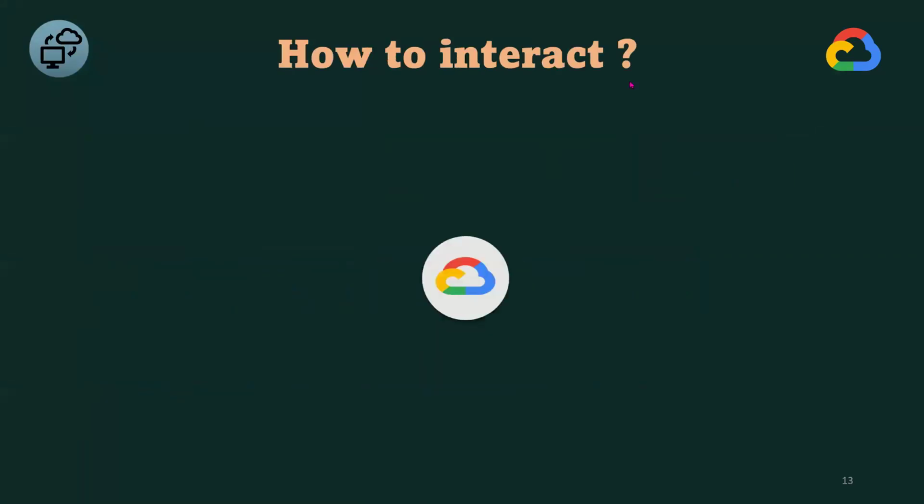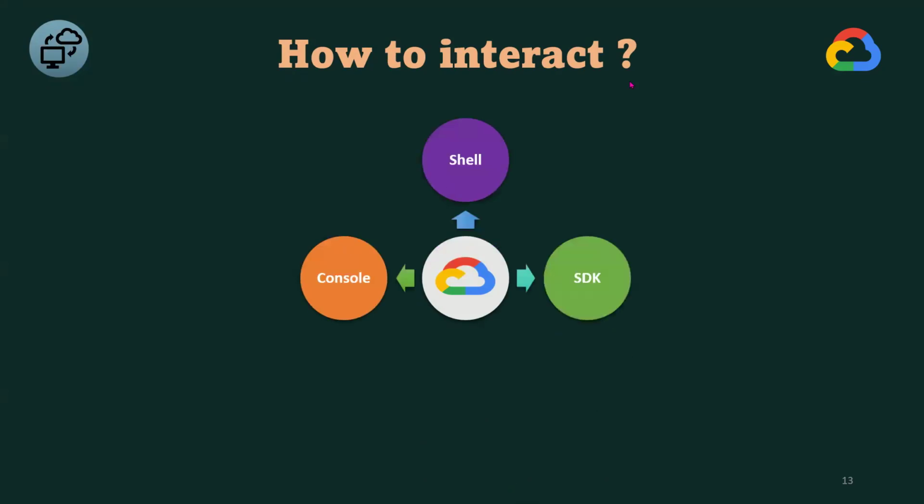If you want to interact with the GCP services, the very first method is the console. The second method is Cloud Shell. The third method is Cloud SDK. The fourth method is APIs and third-party tools. So these are the four methods to interact with the GCP services.